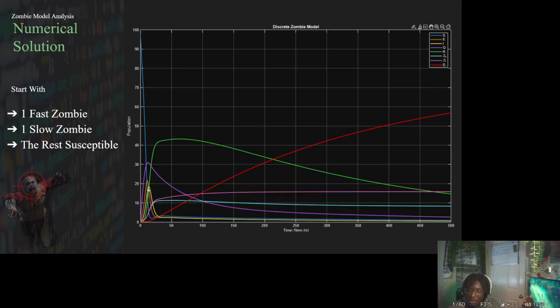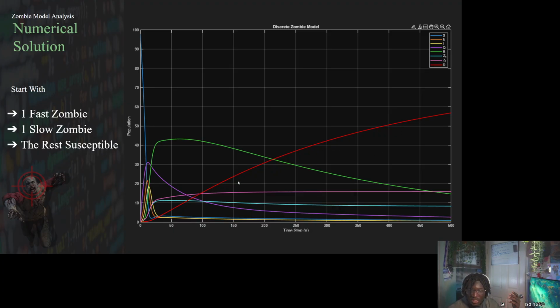And then those exposed people eventually become infectious, right? And of those infectious individuals, a lot of them recover, or a lot of them turn into zombies. Here in cyan, we have the slow zombies, and here we have the fast zombies in pink, right? And these zombies tend to persist for quite a while. And this red line here is the dead zombies.